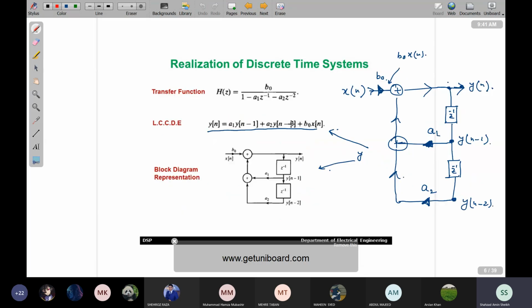Okay. So now what we are doing, suppose we are going to implement the system. So that's the block diagram representation of our transfer function. So this is the simplest transfer function, the second order system, and we are going to implement it. So let's see how we are doing it.